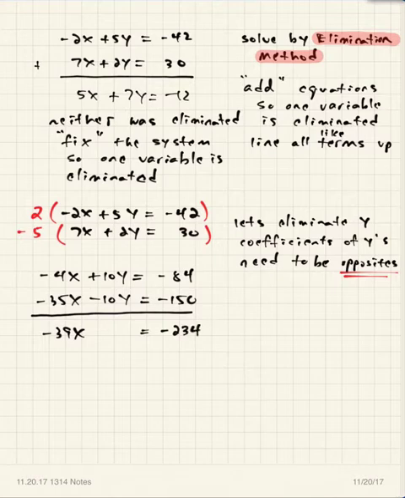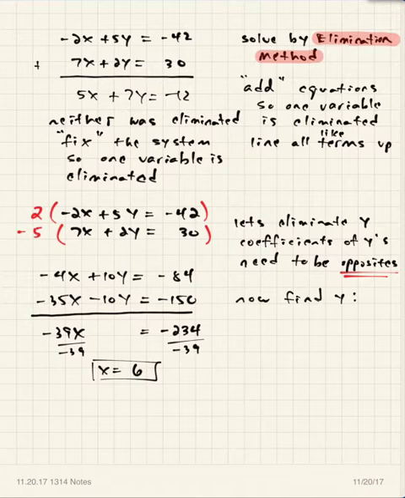Okay, and sure enough, when we divide both sides by negative 39, we can solve for x here, and we get x to be equal to 6. Negative 234 divided by negative 39 is exactly equal to 6. So that was nice. So we've got our first variable. First variable is 6.